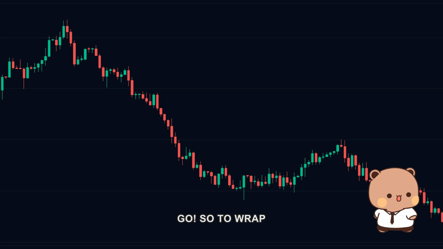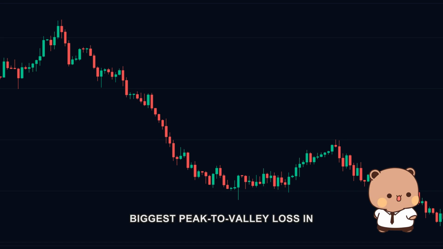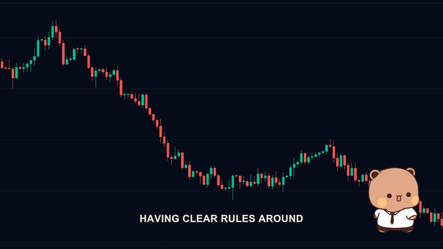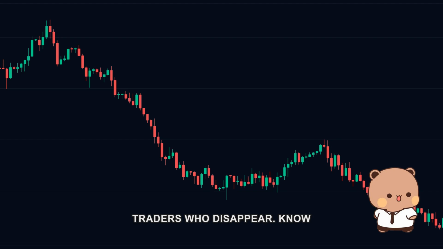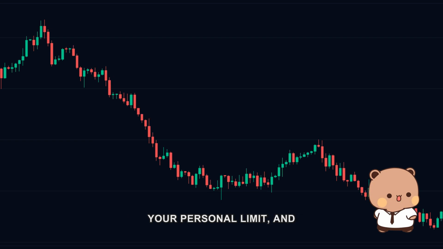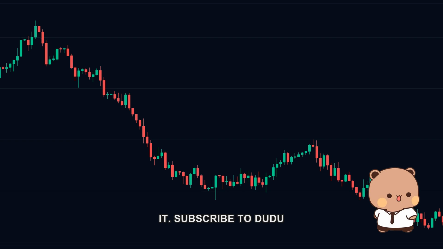Let's go. So to wrap it all up, max drawdown is the biggest peak to valley loss in your trading account. And having clear rules around it is what separates traders who last from traders who disappear. Know your historical drawdown, set your personal limit, and size your trades so you never blow through it.